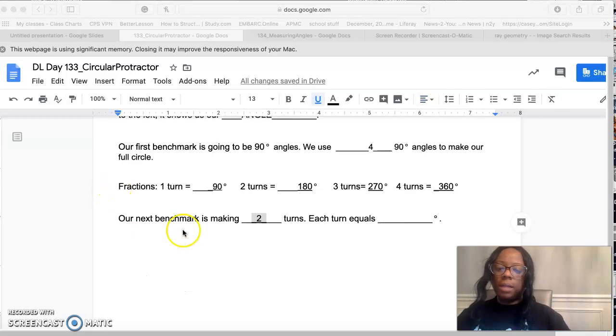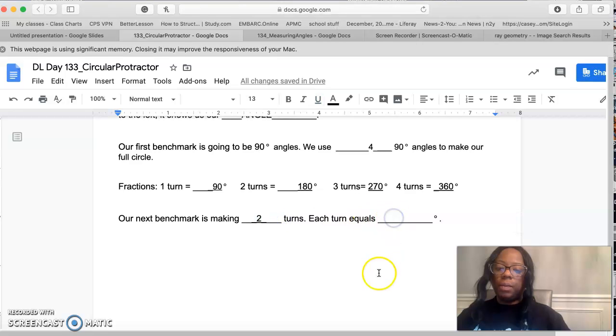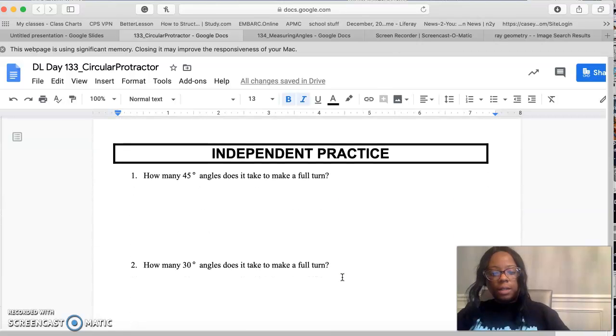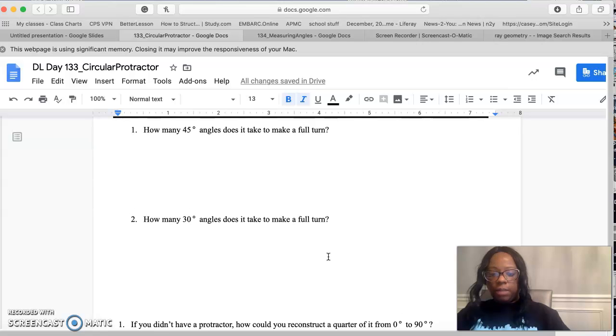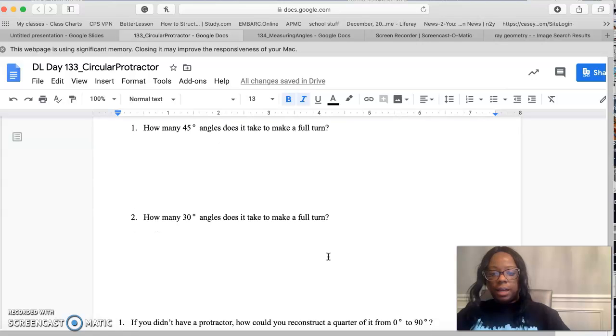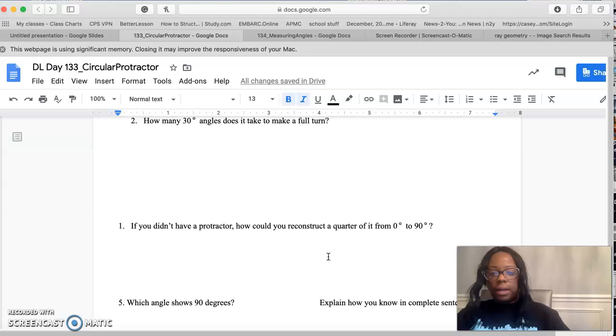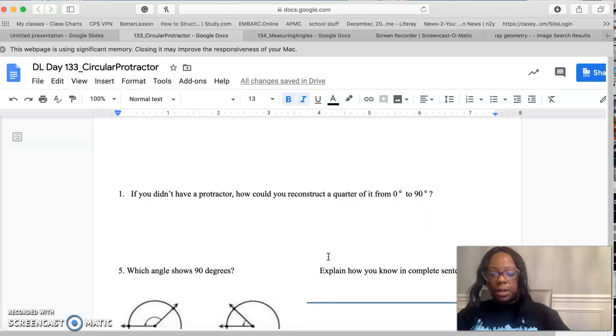Our next benchmark is making 2 turns. Now, when we make 2 turns on a circular protractor, each turn will equal 180 degrees. So, as we move on to the independent practice, I do believe that it should be easy for you to answer the following questions. The questions are, how many 45-degree angles does it take to make a full turn? And how many 30-degree angles does it take to make a full turn?